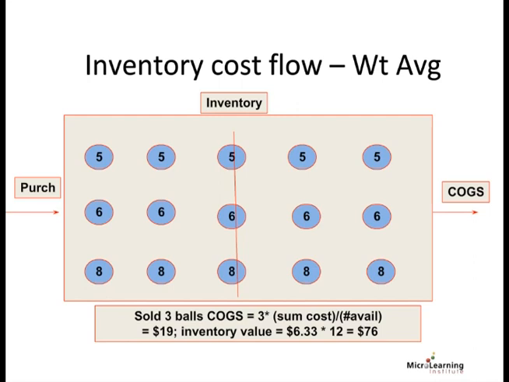If we assume that inventory is released to work in progress on a weighted average basis, in our example, the average unit price is derived from the total cost of the inventory divided by the total units. Total cost is $95, total units is 15. Therefore, weighted average cost is 95 divided by 15, which is $6.33. So the cost of goods sold is 3 units times 6.33 equals $19. And our closing inventory value is 12 units times 6.33 equals $76.